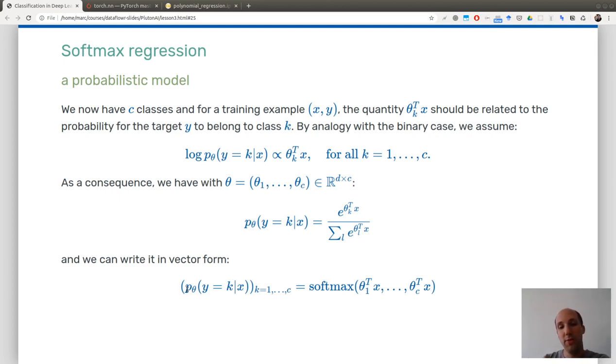So now the vector of probability, which is a vector of size c, again, c is the number of classes, is obtained by applying a softmax function to this vector of dimension c. Each number here is a real number. So this is a vector of size c, the number of classes.